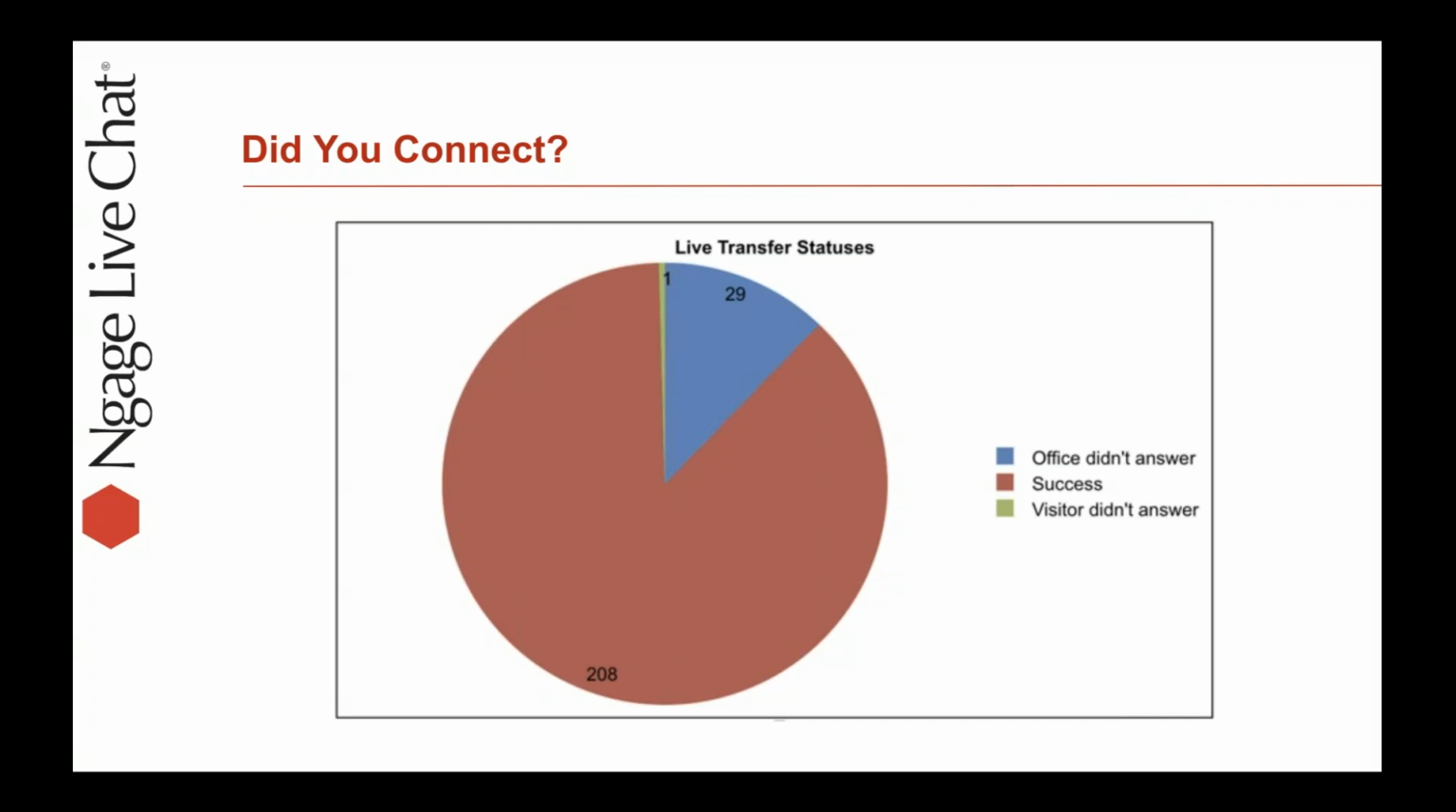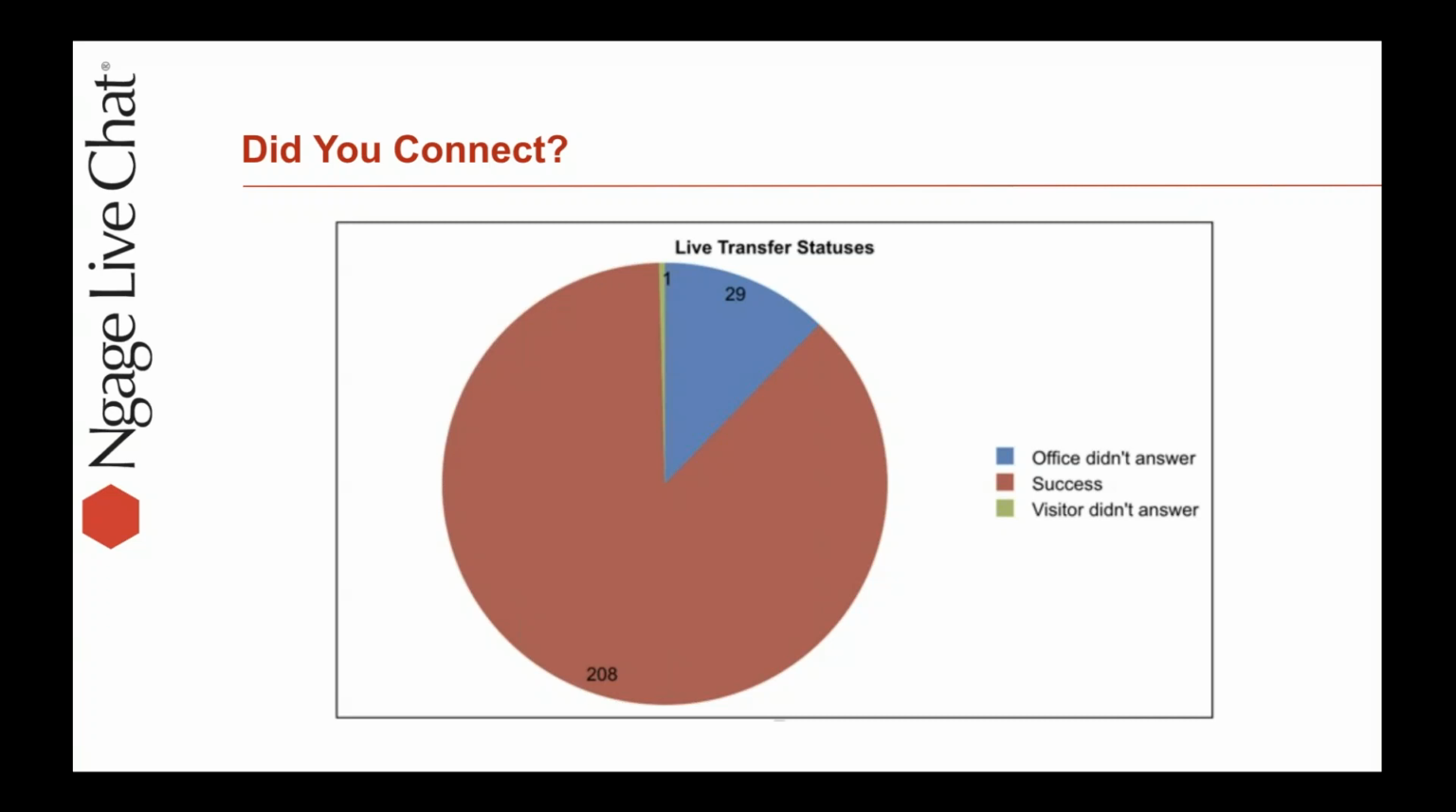And so it can be difficult to diagnose why this is the case. We actually record any live transfers that fail. So when we place a call out to your firm, if we aren't able to get in touch with the visitor, we preserve the recording of that call to help you identify why those calls might not be going through.